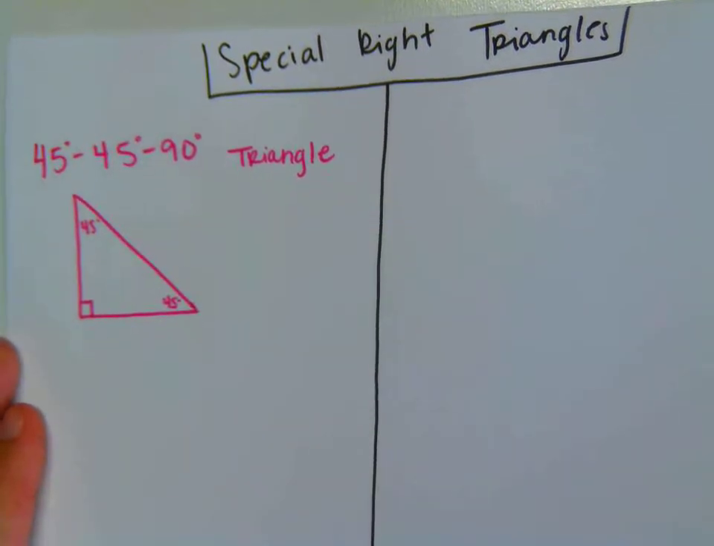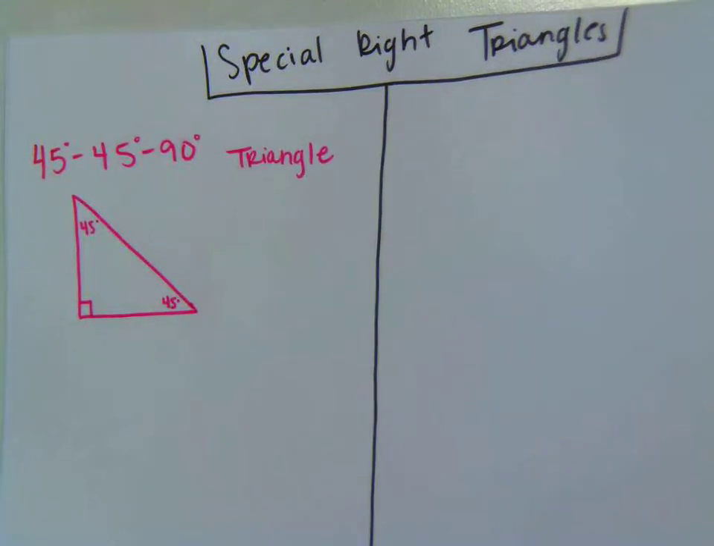We have 45s, and then we have a 90-degree angle. What type of triangle is that? It's a right triangle. What else? It's something else too. Yeah? It's got a hypotenuse. It does have a hypotenuse, which means it's a right triangle, but there's something else that's special about this triangle. It has two 45-degree angles, which makes it what kind of triangle? Isosceles? It's isosceles.